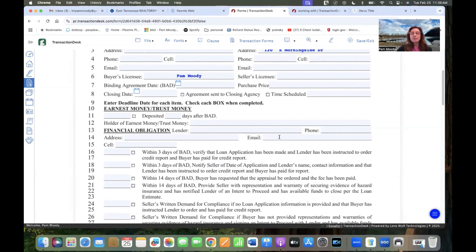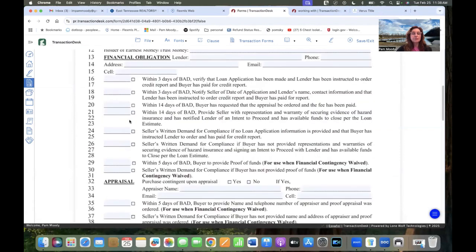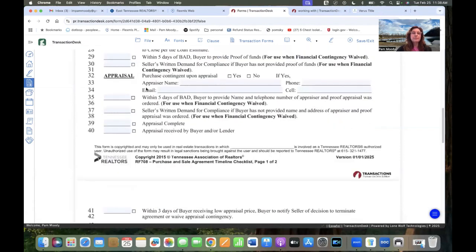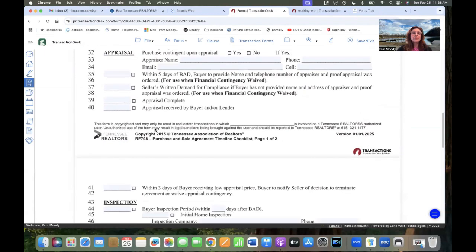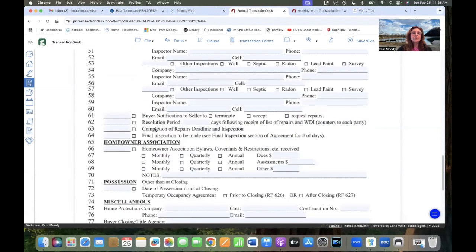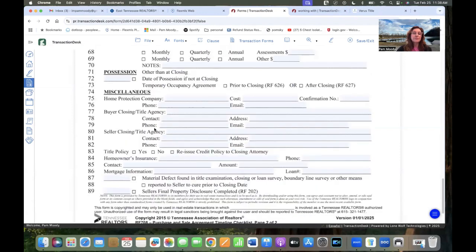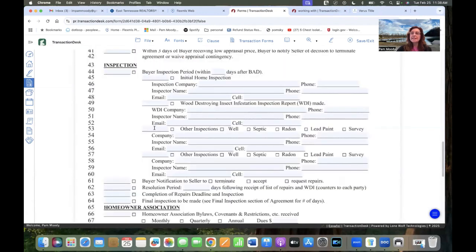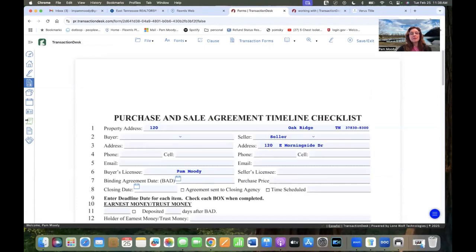Financial obligation, this would be your lender and what you need to do with your lender. Whether you've contingency waived. So a lot of times this is just a really good form to kind of give you dates and follow along your timeline.